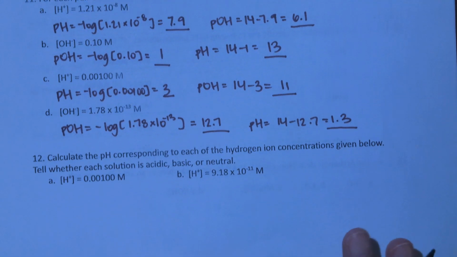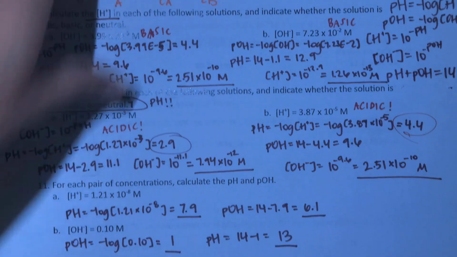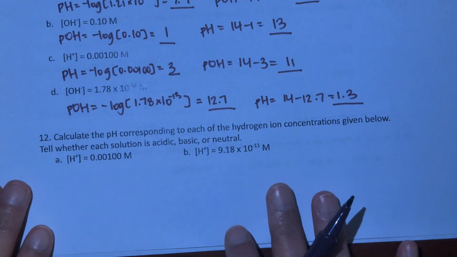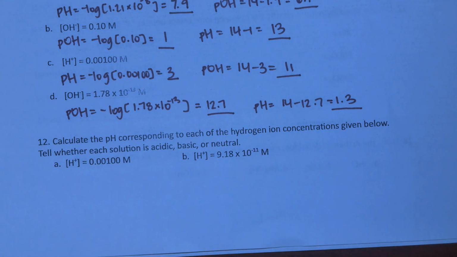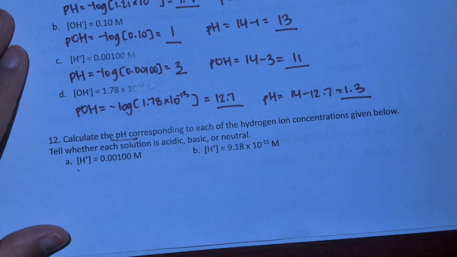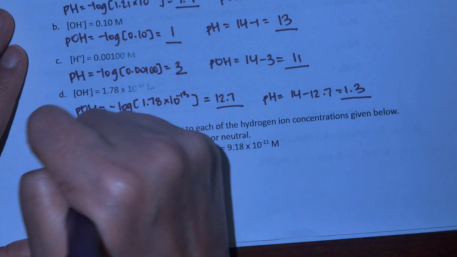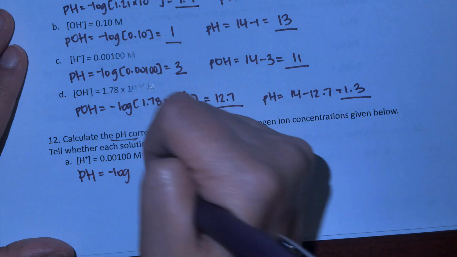Alright, so I think this is the same deal here. Just like up top here, calculate the pH corresponding to each of the hydrogen ion concentrations. So you're given the H, and tell whether each solution is acidic, basic, or neutral. So all you're doing is find the pH, and you have H luckily, so it's just a one-stepper. Again, pH is negative log of that H concentration.